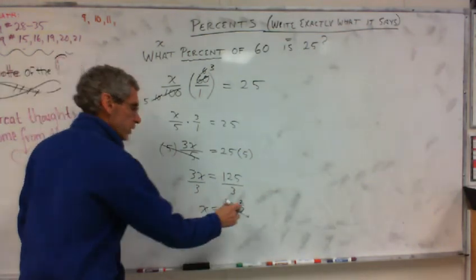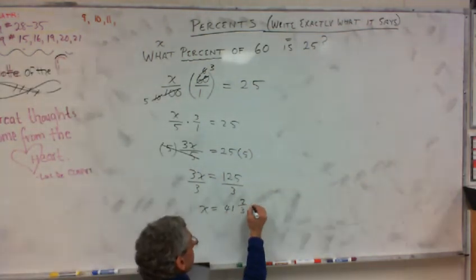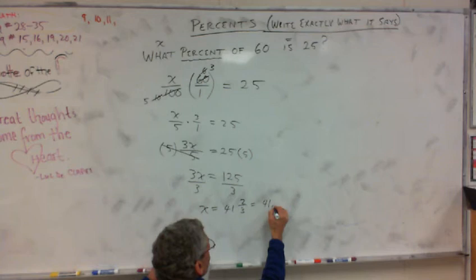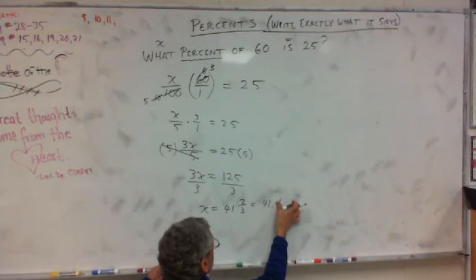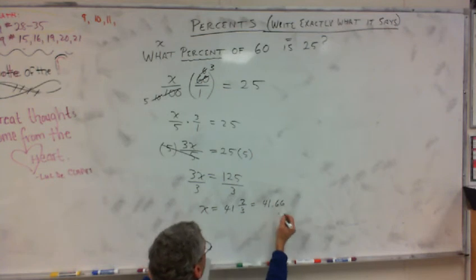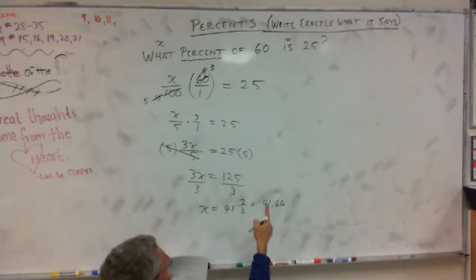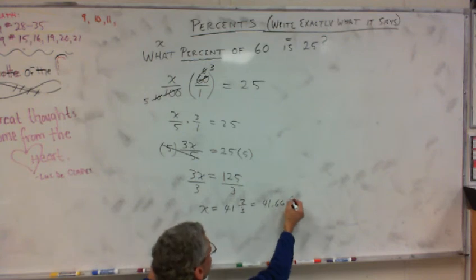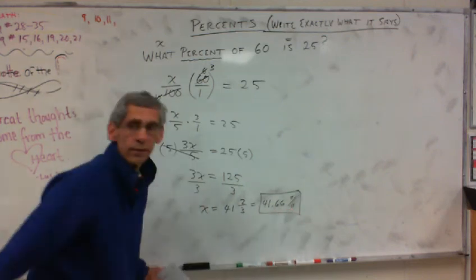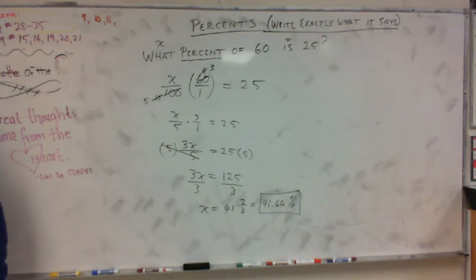2/3 is 0.66. I'm going to write that as 0.66. So how would I write that? It says what percent? 41.66% would be my answer. I have to put the percent sign after it. Does that make sense? You guys see that?